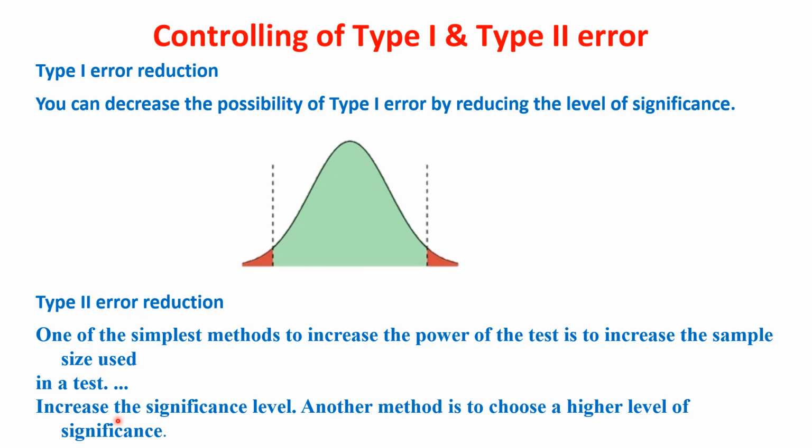The second method is to increase the significance level. Now here we are saying to reduce the significance level. If we reduce the significance level, then type 1 error will be reduced, but type 2 or the beta error will be increased. So some kind of balance should be there. That's why generally the significance level is considered as 0.05 or 95%.